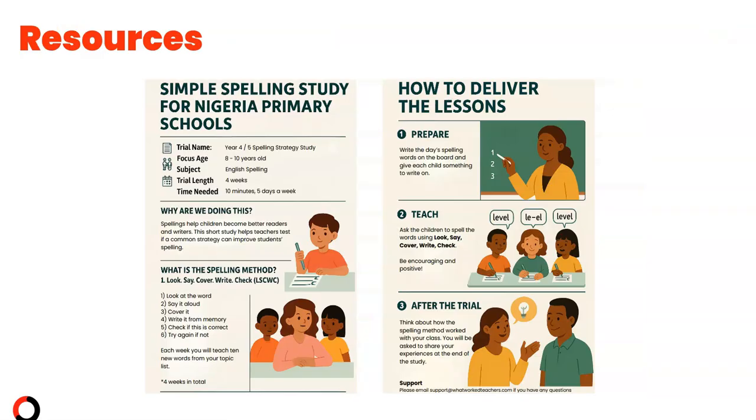So in the resource folder, you will find the protocol, which just explains how the evaluation is set up. You will also find the spelling lists, which is for year 3, year 4, and year 5. This includes the 40 words that will be taught, and 20 words of these have been selected for your pre and post spelling test.